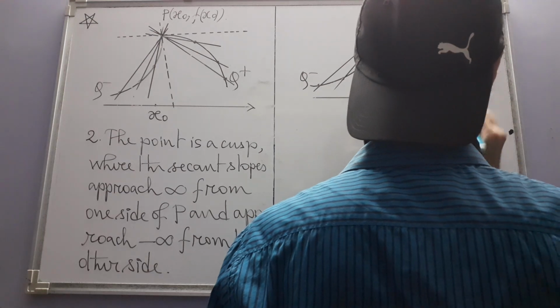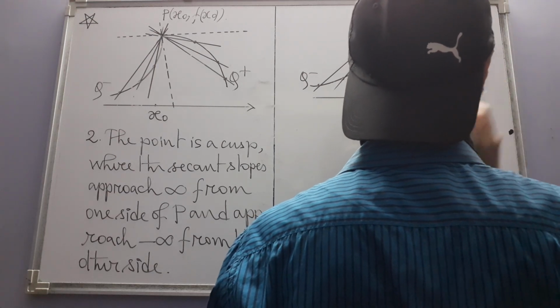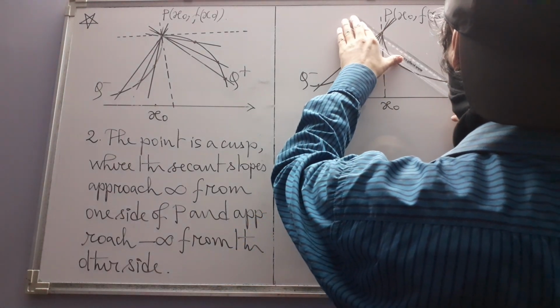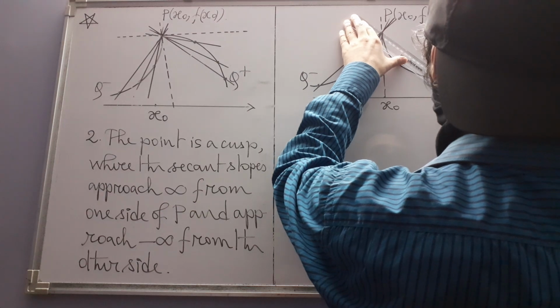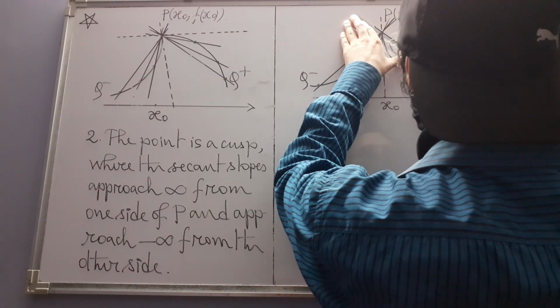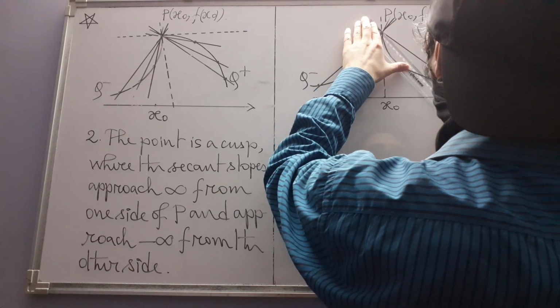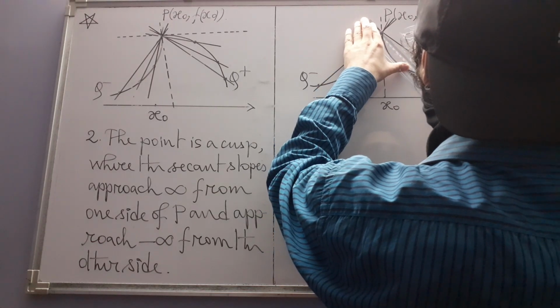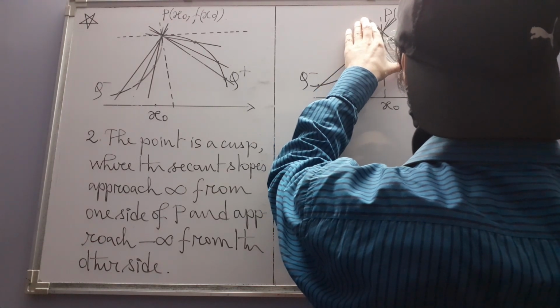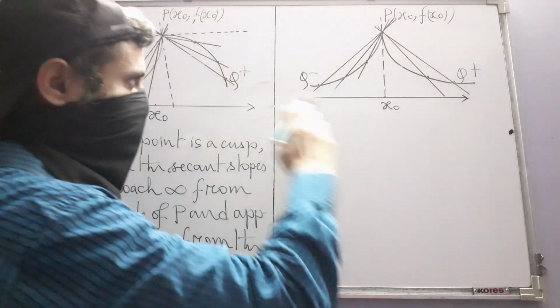Whereas, if we run the process for points to the right of P, the exact opposite thing is going to happen. So, in this case, the secants all will have originally negative slopes.